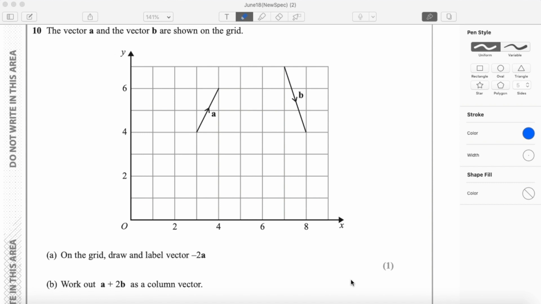June 2018 calculator paper. The vector A and the vector B are shown on the grid. Part A, on the grid, draw and label the vector -2A. So A is given to us, it's 1 along and 2 up, and it's going left to right, in this upwards direction. Remember, a vector needs to have a distance and a direction.